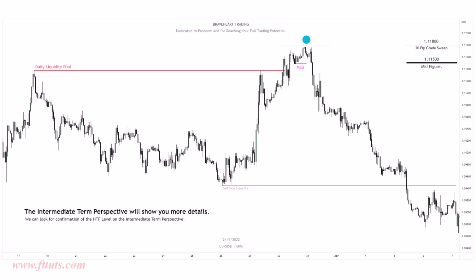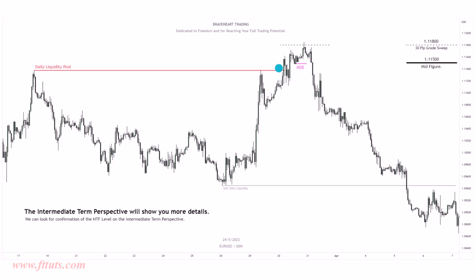Okay, so now we're on the intermediate term perspective, and we can see, okay, is that high, this one, going to be confirmed? Yes, because we're looking for displacement, market structure breaks, and imbalances. We see here a market structure break, because this trend here is going to switch into this trend here, so that's the market structure break. We see displacement, because this move here has gaps. Okay, and we're seeing support levels break over here.